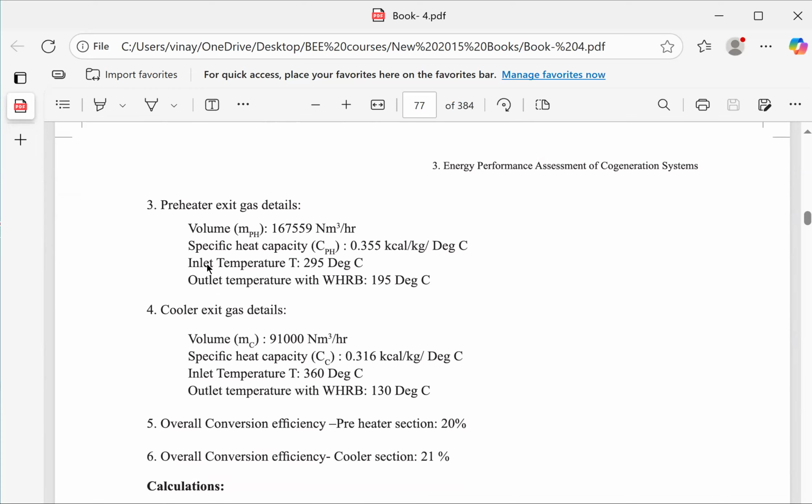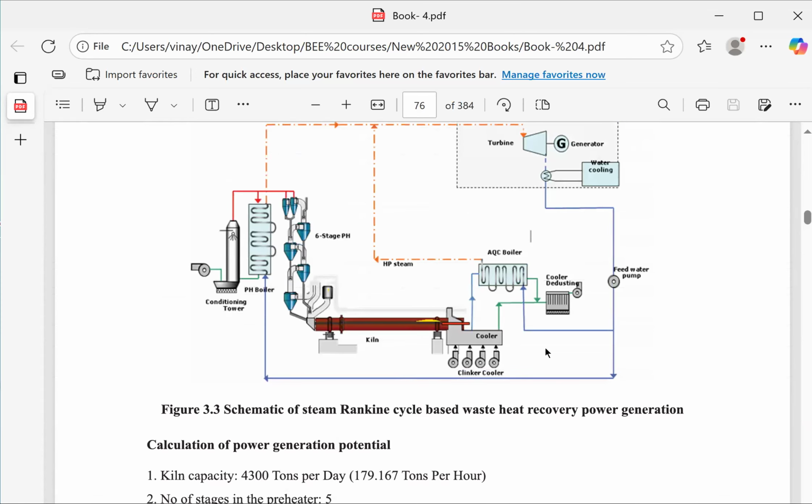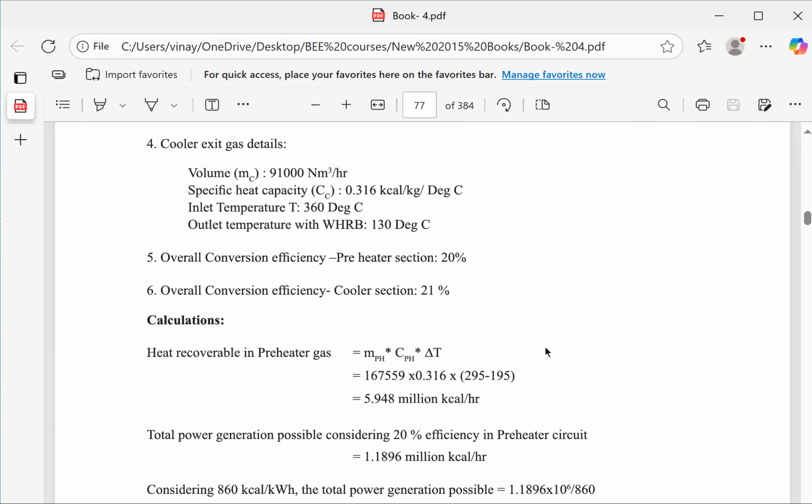Now the inlet temperature is so much. Outlet temperature of WHR is 195. So this is the heat recovery. Cooler exit gas: so much volume, so much heat capacity, temperatures, and the outlet temperature. All these parameters are given. If you conceptually understand what is to be done, then you will find all parameters are given. You have to put them in the formula and calculate.